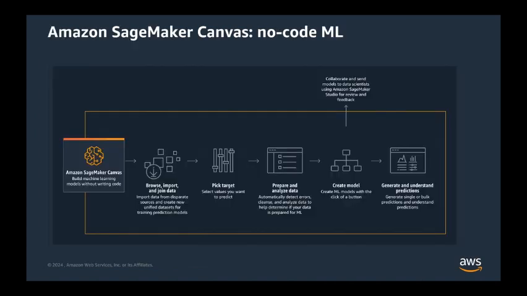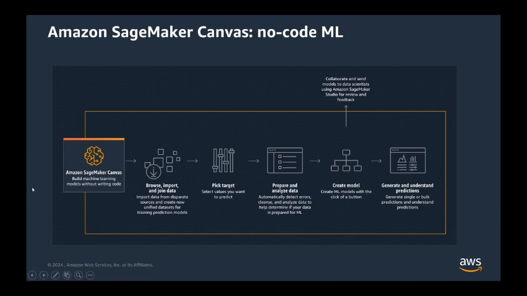Amazon SageMaker Canvas is a no-code visual interface that empowers you to prepare data, build and deploy highly accurate ML models, streamlining the end-to-end ML lifecycle in a unified environment.